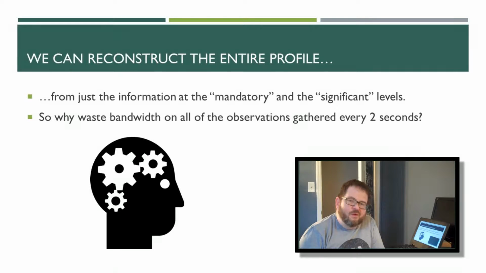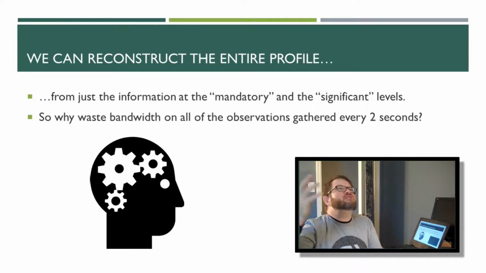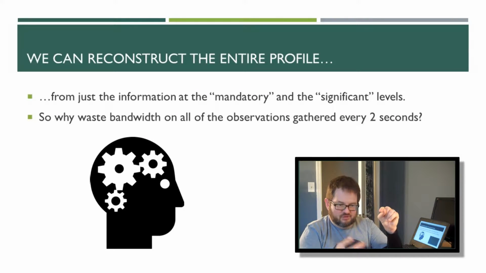A significant level. But honestly, we don't really need that information for all those individual levels. And in fact, what we really only need are the mandatory levels and the significant levels. All the other levels in between. You want to know what the temperature is at 622.5 millibars? You'll find out what the temperature is at the level above, at the level below, and you'll just interpolate in between. Okay?